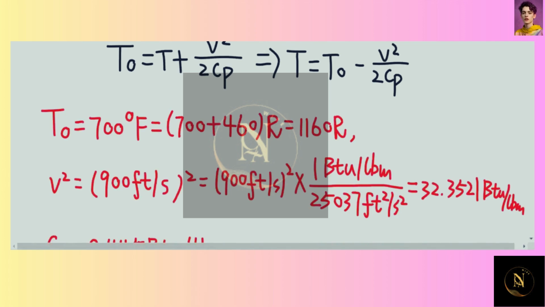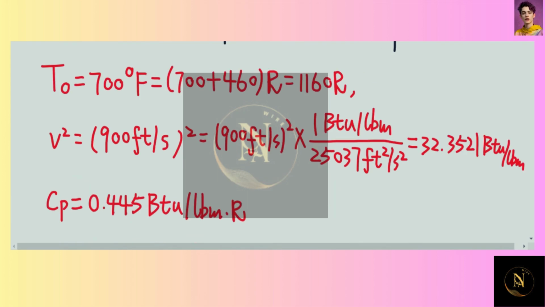If we convert it to British thermal units per pound mass, it's about 32.3521 British thermal units per pound mass. The reason why I need to convert it to British thermal units per pound mass is because our goal is to determine the static temperature, and the unit for the static temperature in this case is either degree Fahrenheit or Rankine. And the only way to get the unit Rankine is to use the British thermal units per pound mass divided by the units of the specific heat, which is British thermal units per pound mass times Rankine.